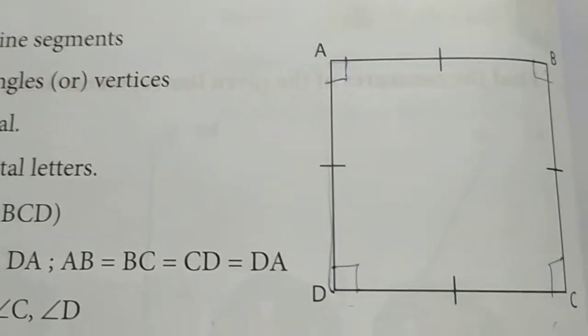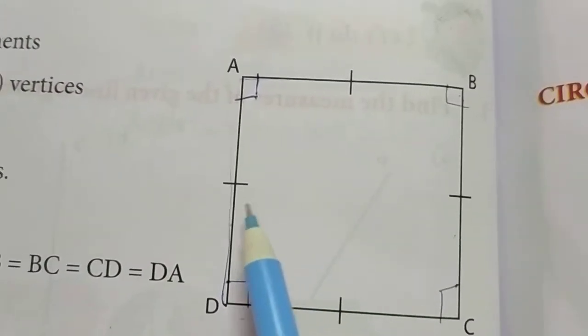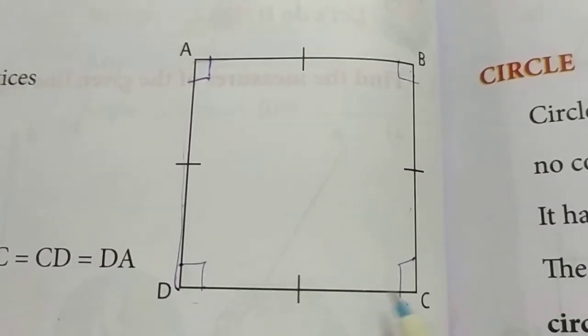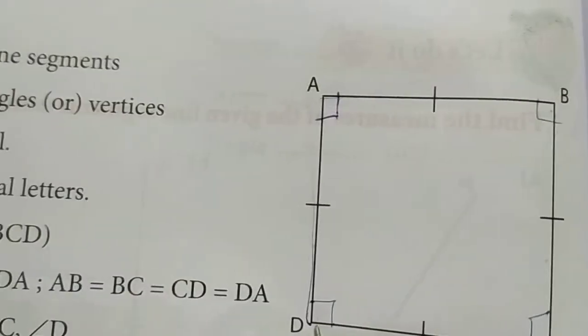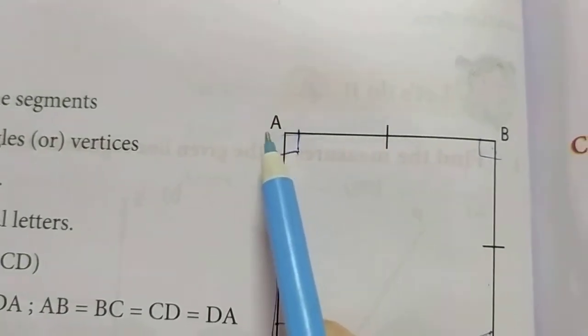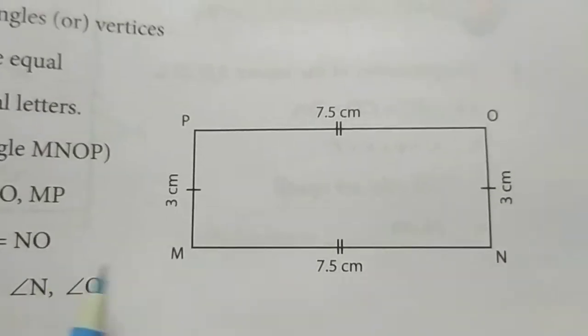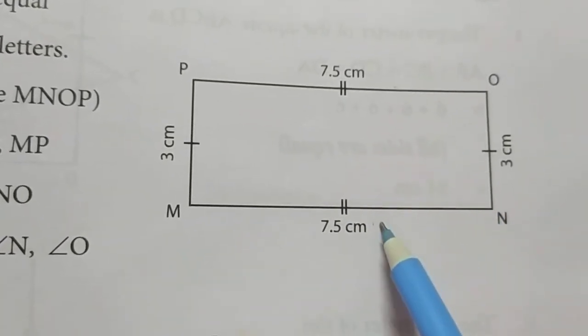Okay. And one more thing, in a square all 4 sides will be equal, Nana. See, AB is equal to BC, BC is equal to CD, and it is equal to DA. Okay. And they are denoted by capital letters.